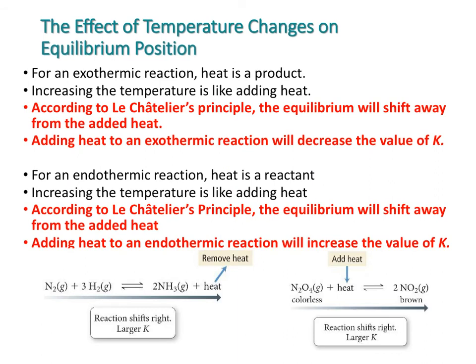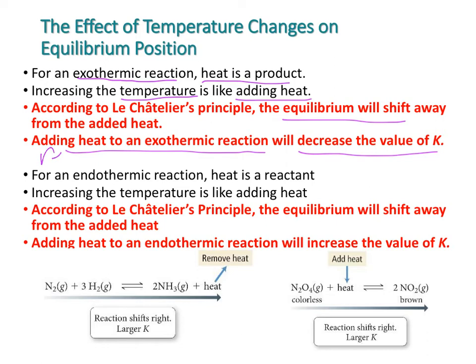Another effect that we can look at is temperature. These reactions are either exothermic or endothermic. Let's say we have an exothermic reaction. Exothermic reactions give off heat, so we can consider heat like a product. If we increase the temperature, it's like we're adding in more heat, which is a product. According to Le Chatelier's principle, the equilibrium will shift away from that in order to reestablish equilibrium. So if you add heat to an exothermic reaction, this will decrease the value of K.